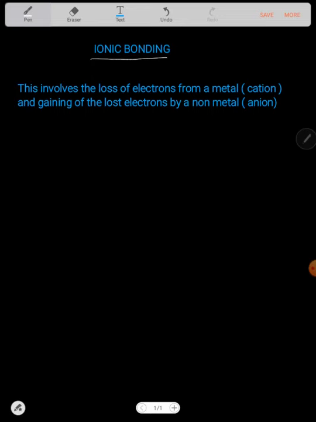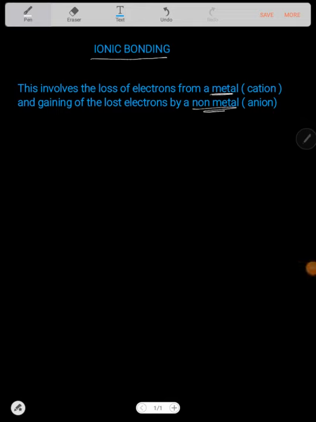The element that loses electrons, we call it a cation, and an element that gains those electrons that have been lost by a metal, we call it an anion. So a metal is usually the one losing electrons, and a non-metal is usually gaining those electrons. Now, what do we have to know about ionic bonding?